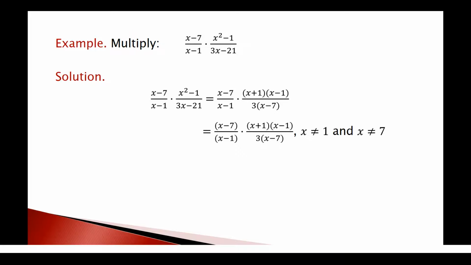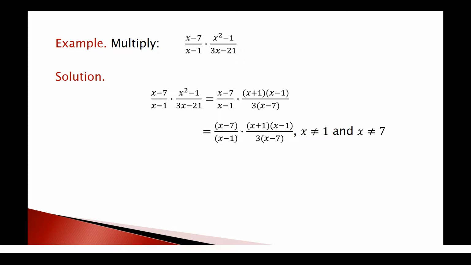And then we exclude the numbers from the domain that would make the denominator 0. In this case, x equals 1 and x equals 7 would make the denominator 0, so we should exclude these numbers from the domain.